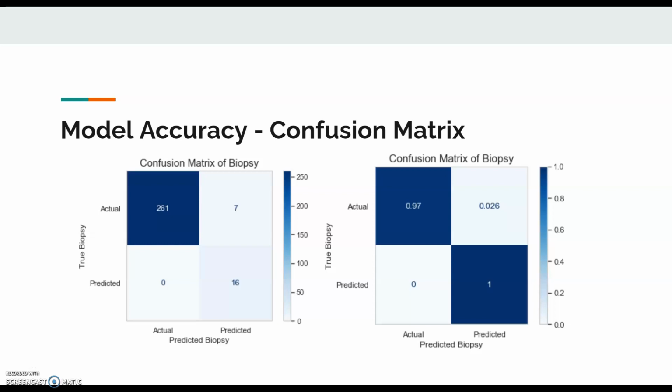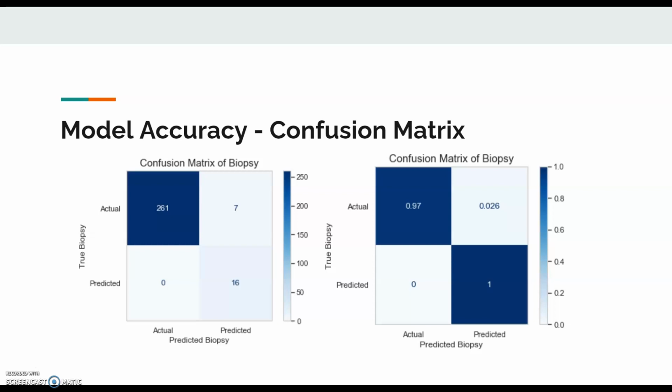The bottom right shows that 16 of the 16 people that had a biopsy were predicted to have a biopsy done, illustrating a 100% accuracy on positive cases, as you can see on the right graph, indicated by the 1 on the predicted, which is shaded dark blue. What this highlights is the lack of false negatives, which is what we focused on.